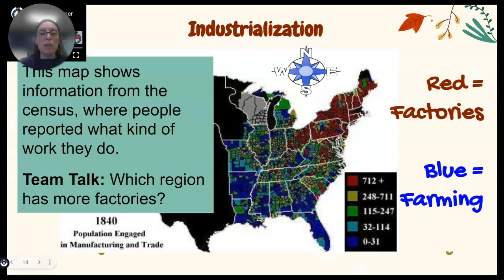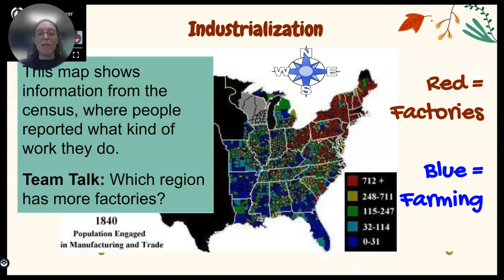The West, you'll notice, is black here, and that's because they didn't take a census in places that were not yet states. And so everything that was a territory, we don't have census data on from 1840. But from the states that we do know, so the North and the South, red is where you see factories, and blue is where you see predominantly farming.